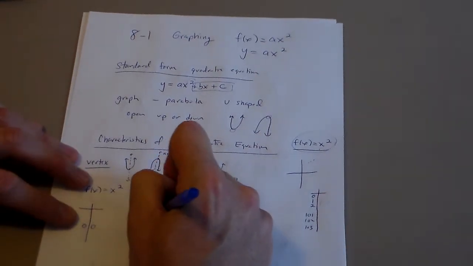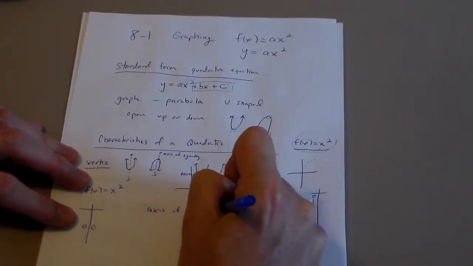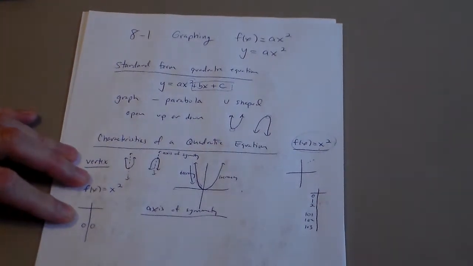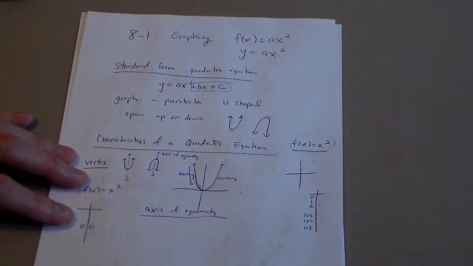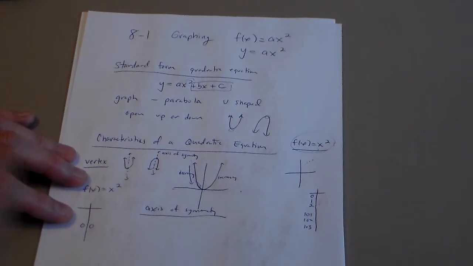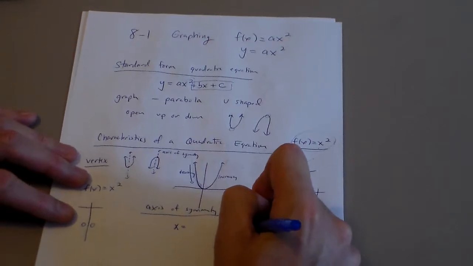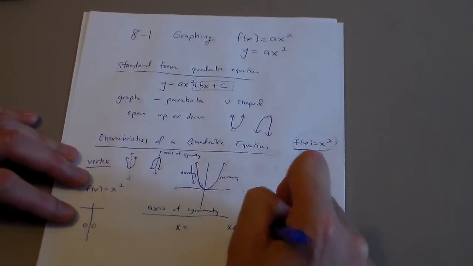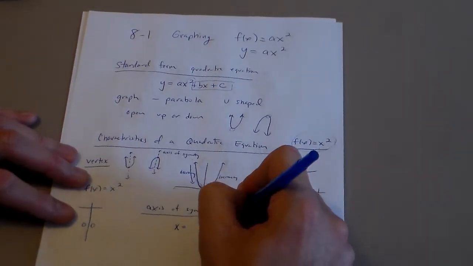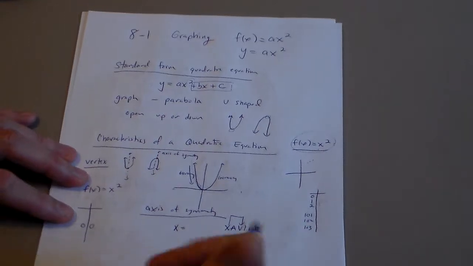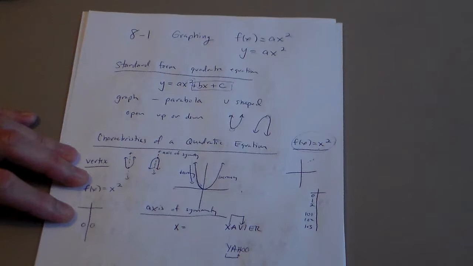Now, the axis of symmetry, the equation for the axis of symmetry, well, first of all, it is a vertical line, okay? It's a vertical line through your vertex, and it's always going to be x equals, because if you remember from algebra, you have the words Xavier and Yahoo, and Xavier means x equals. If you have x equals a number, it's a vertical line, and y equals a number is a horizontal line.